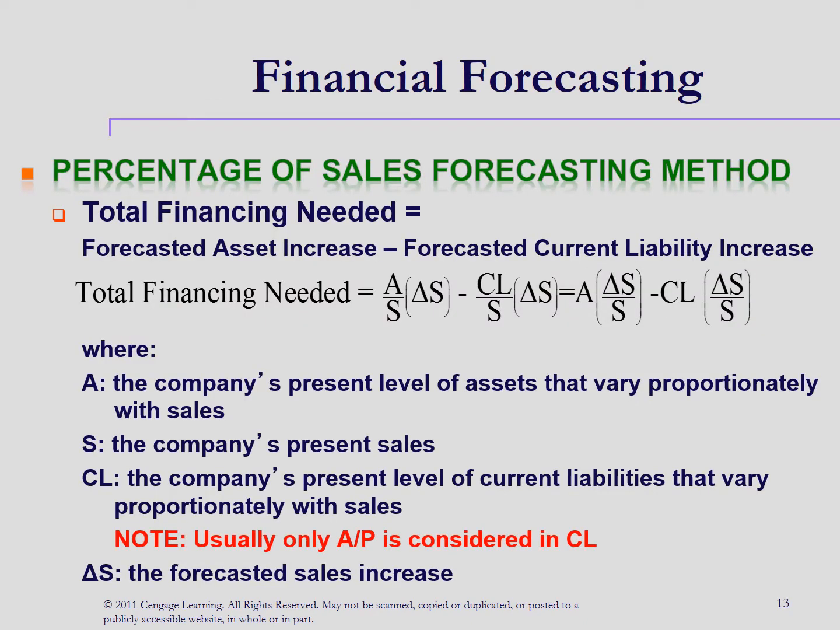The percentage of sales forecasting method assumes that as the company's sales increase, its assets will increase proportionately to support the new sales. In addition, the current liabilities that vary directly with sales, that is, accounts payable, will also increase proportionately to support the new sales. The difference between the forecasted asset increase and the forecasted current liability increase is equal to the total financing needed. The relationship can be expressed in the equation form shown here.